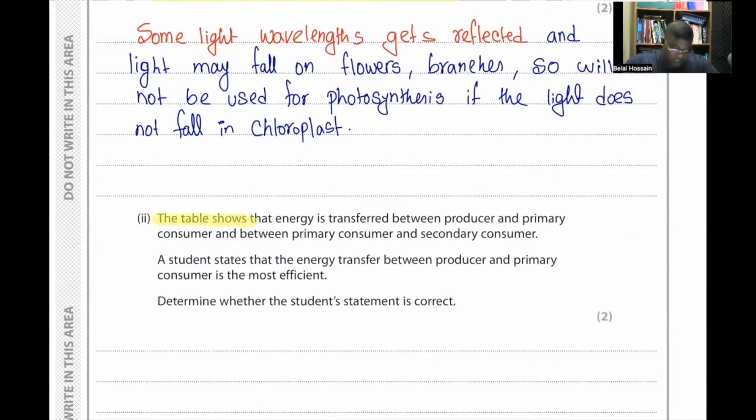Part 2. The table shows that energy is transferred between producer and primary consumer and between primary consumer and secondary consumer. A student states that energy transfer between producer and primary consumer is the most efficient. Determine whether the student statement is correct.